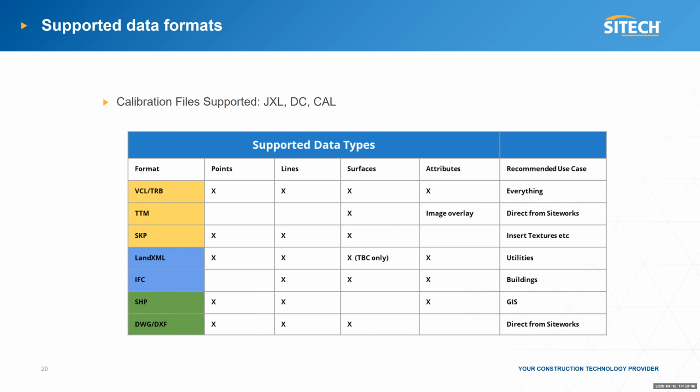The VCL is basically like a Trimble LandXML. So you can have surfaces and lines and points in one project. Then it can also import a LandXML format or an IFC model, or a shapefile which is coming from GIS, or a DWG-DXF from either SiteWorks or Autodesk. So these are the supported formats.